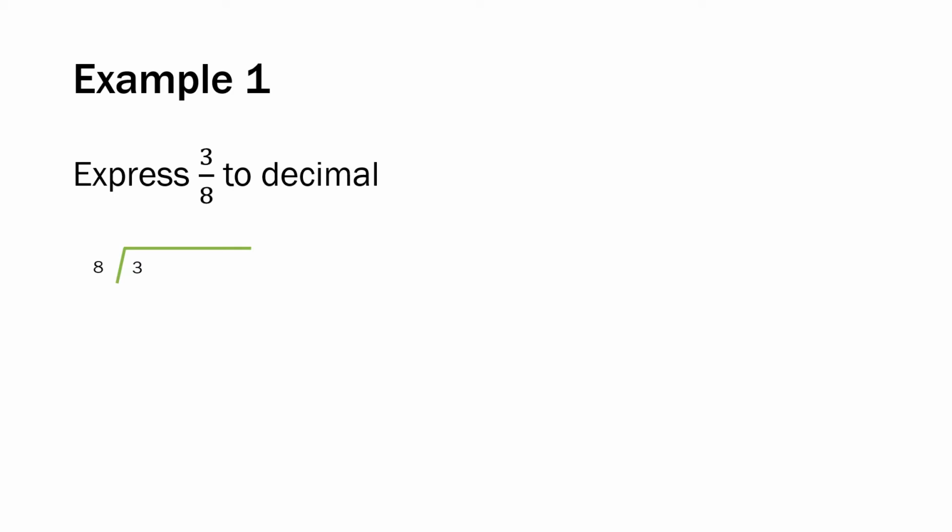Let's have now an example. Express 3/8 to decimal. 3 divided by 8. So that's how the process goes. Remember, numerator divided by the denominator. Now, let's analyze this one.